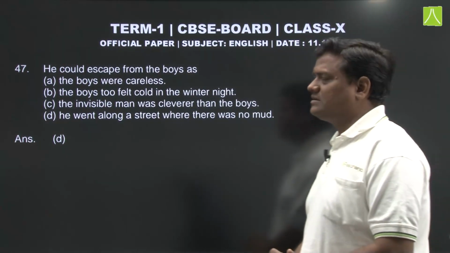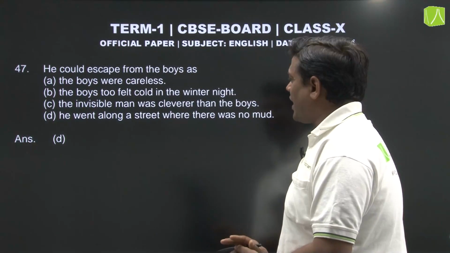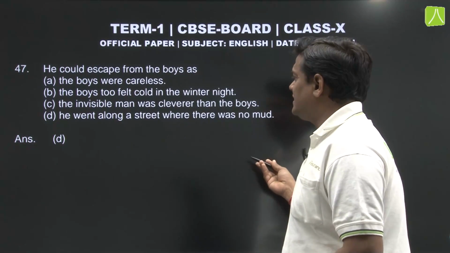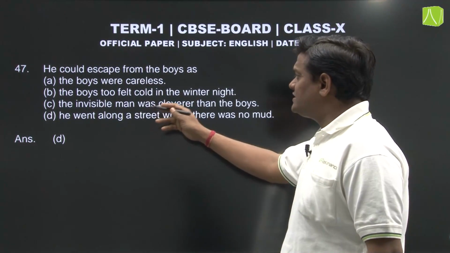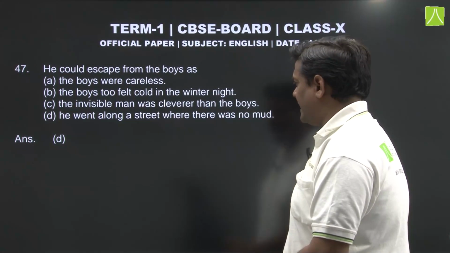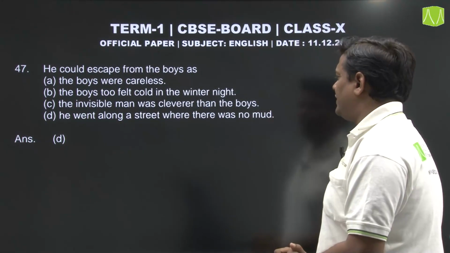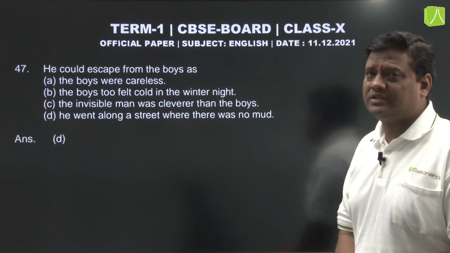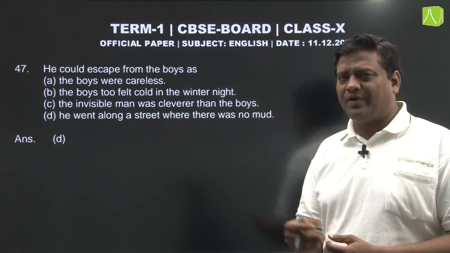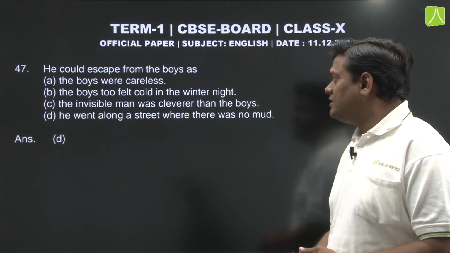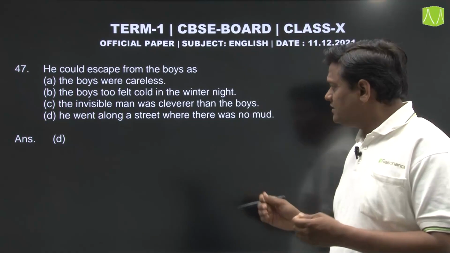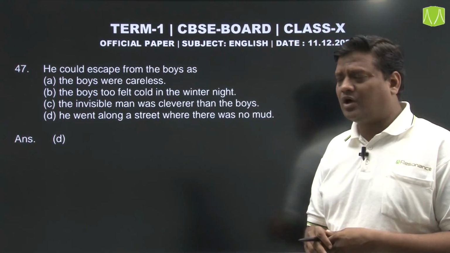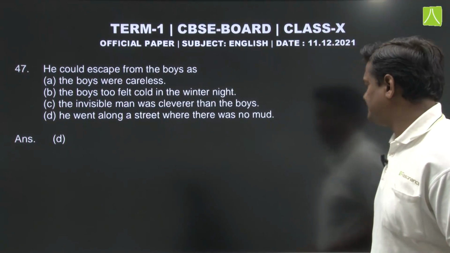Question number 47. He could escape from the boys as the boys were careless, the boys too felt cold in the winter night, the invisible man was cleverer than the boys, he went along a street where there was no mud. Option D is correct. In the story we found out that the footprint became fainter and fainter down the street. So how did it happen? Griffin, the scientist, chose the road which was without mud. So option D is correct.